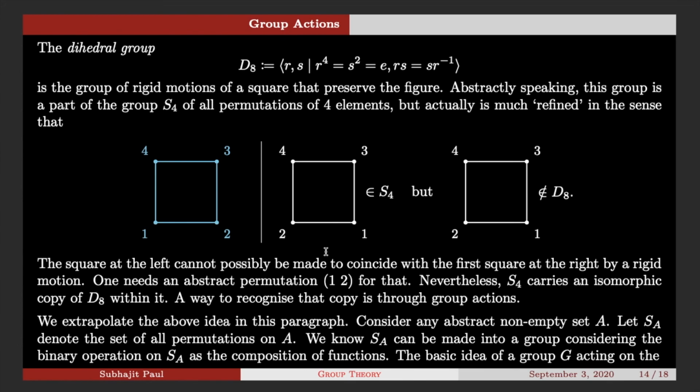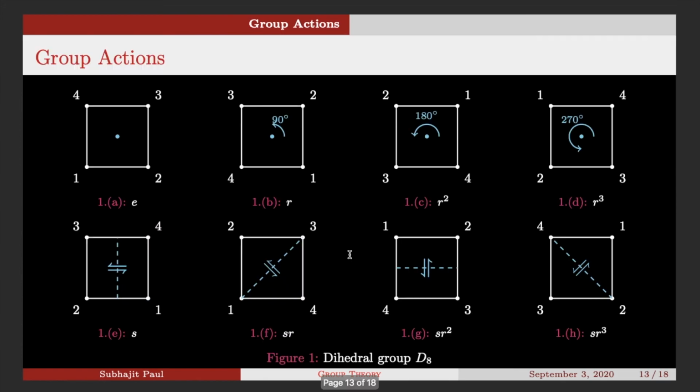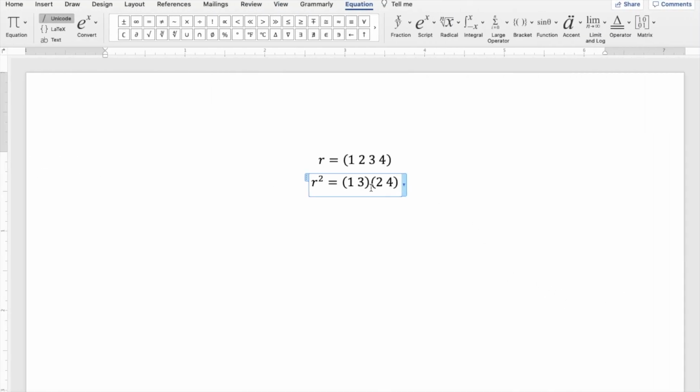This particular permutation does not correspond to any rigid motion, whereas the rest of them do. Okay, look at this permutation. It is 1 to 3: 1 goes to 3, 3 goes to 1, and 2 and 4 remain constant. So this permutation is the cycle (1 3). This much only.